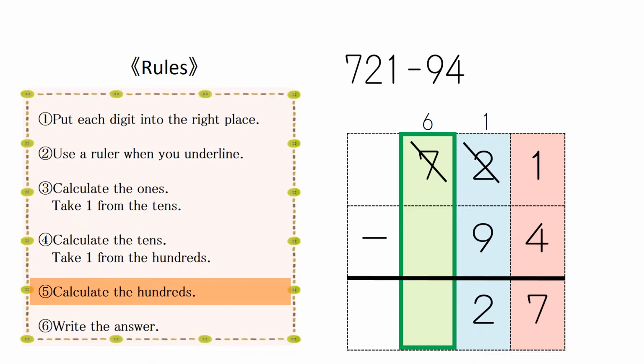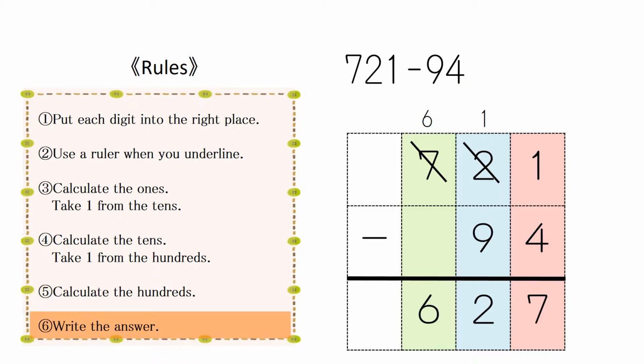Lastly, calculate the hundreds. 6 minus 0 equals 6. So write 6 to the hundred place. Write the answer to the subtraction. That's all.